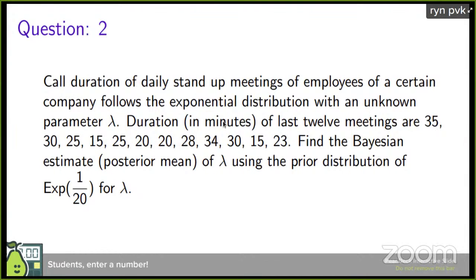N times p. Bernoulli is P, N times P, NP. So first of all, you have to find the posterior density, and how to find it? Likelihood times prior. So prior is given as exponential with parameter 1 by 20.